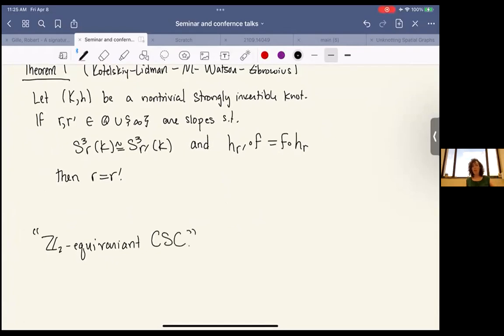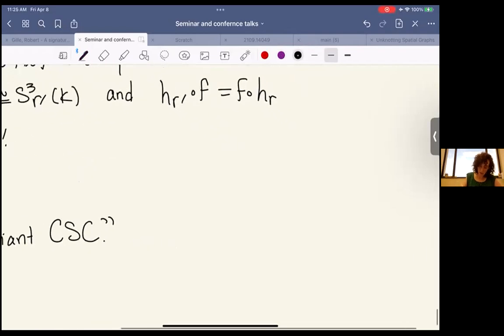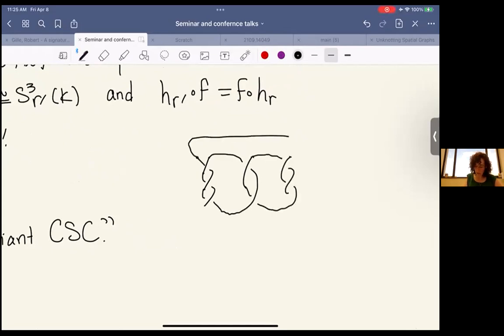We are looking at knots that have a particular kind of symmetry and answering this conjecture for that class of knots. So I want to tell you what strongly invertible knots are, since that's in the statement of the theorem. All right, so let me draw a picture of a strongly invertible knot down here. I'll just draw a pretzel knot because they're easy to draw.